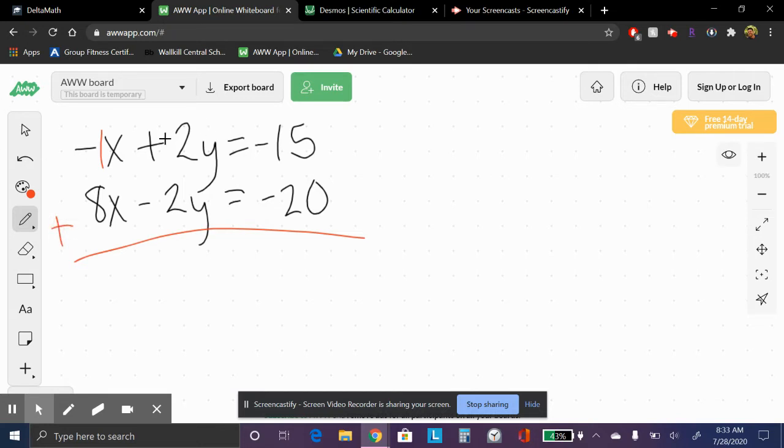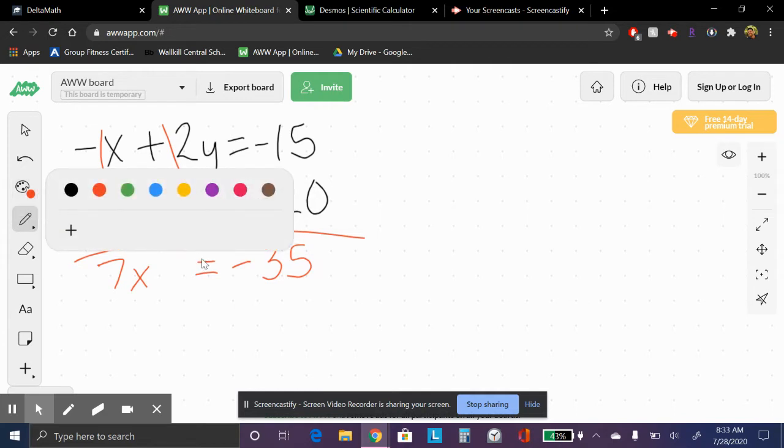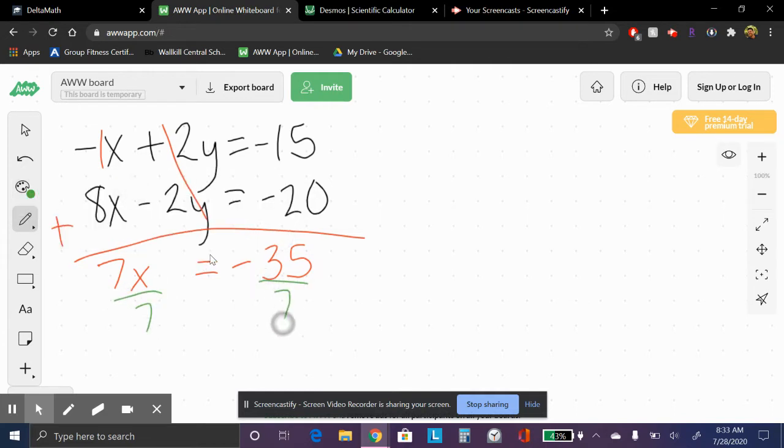So we have -1x plus 2y equals negative 15, and you have 8x minus 2y equals negative 20. You can just add these up. -1x plus 8x is 7x. 2y minus 2y cancels out. Those eliminate. That makes our job a lot easier when we're solving this. Negative 15 minus 20 is negative 35. Then it becomes a one-step equation. Look at that. You just divide both sides by 7, and you get x is -5.